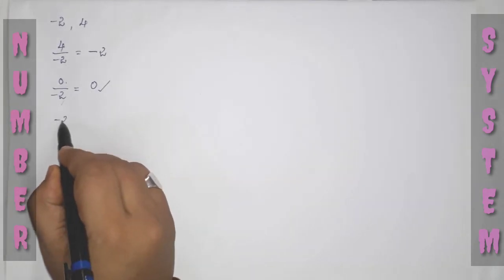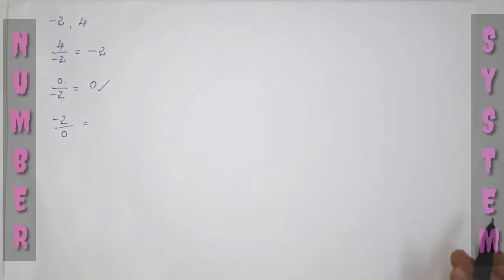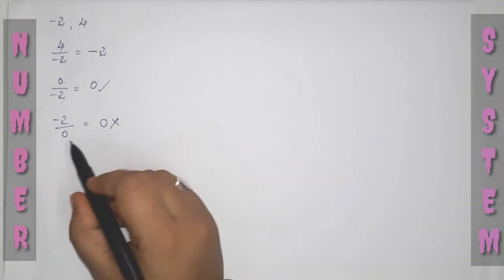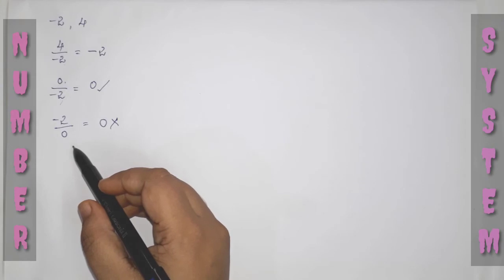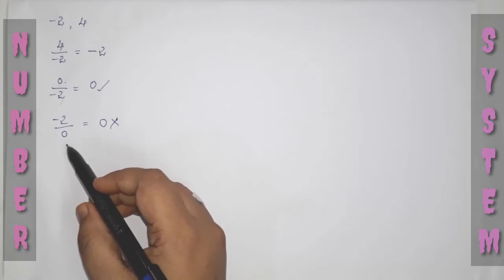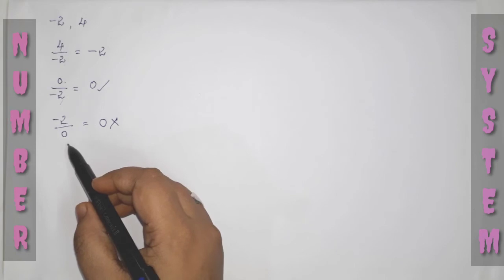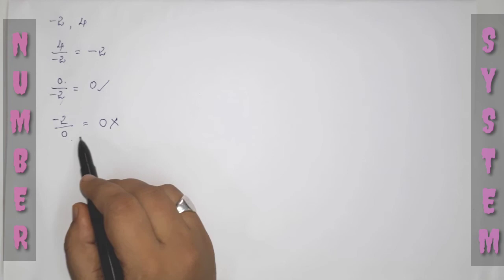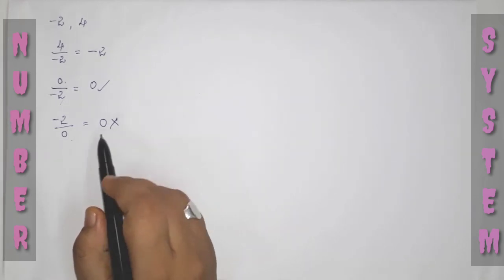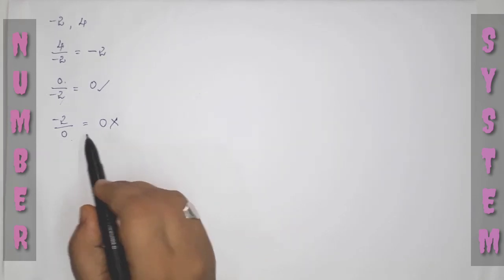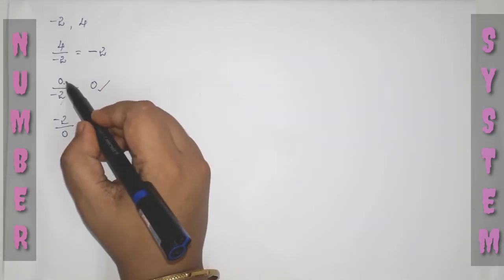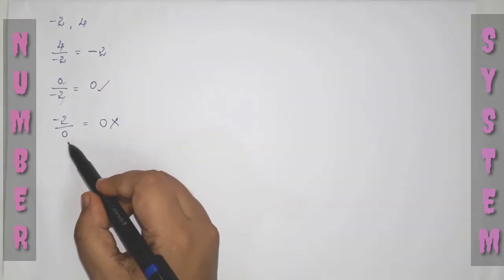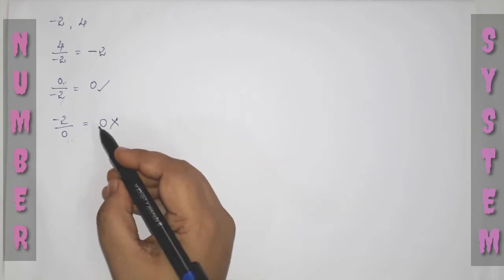What is the value of minus 2 by 0? You have 0 in the denominator, no? Is it 0 only? No. If you have 0 in the denominator, then we can't find the value. So you have to write undetermined term, otherwise can't determine. Okay? 0 should not be written. Whenever the numerator is 0, the answer is 0. If the denominator is 0, the value we can't find.